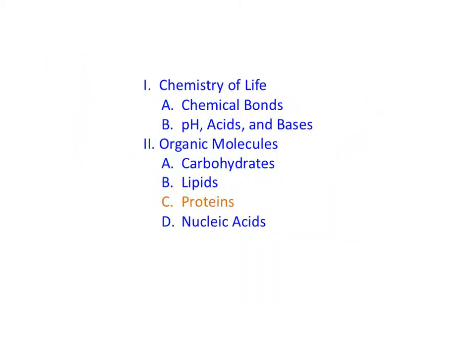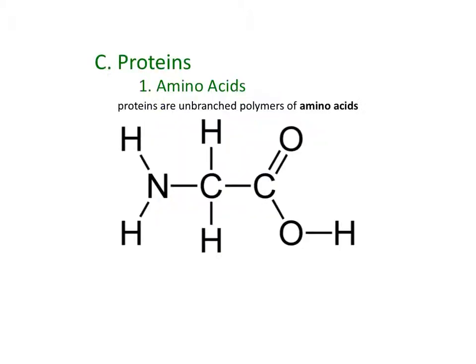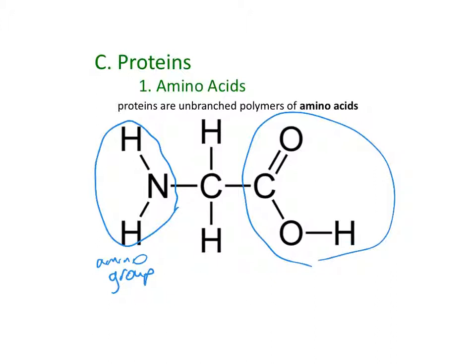Okay, with that, we get to the proteins. So proteins are made of amino acids. So an amino acid basically has an amino group on one end and a carboxyl group on the other end. They're called amino acids because this carboxyl group will actually donate the proton here, basically acidifying the solution it's in.